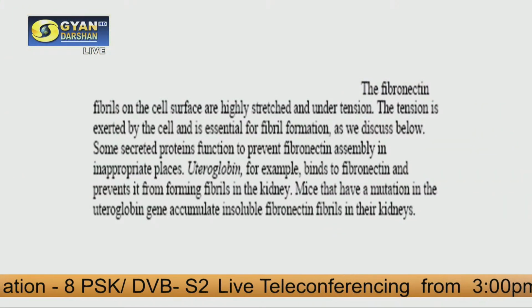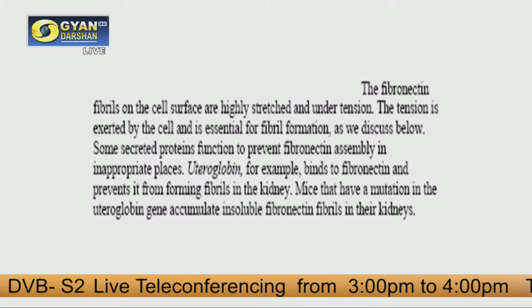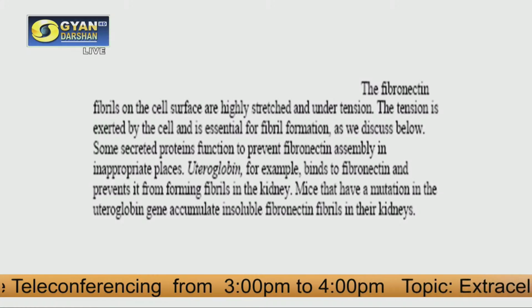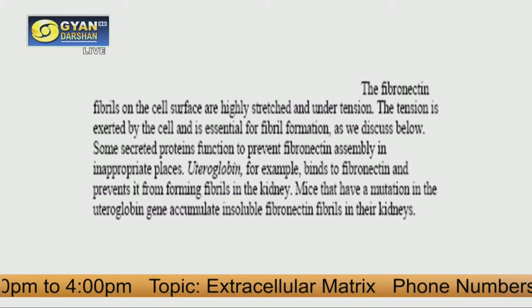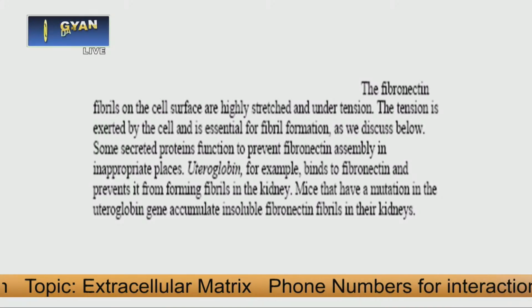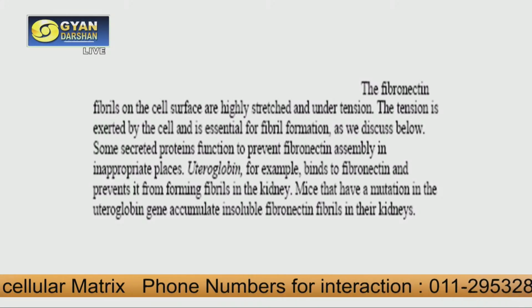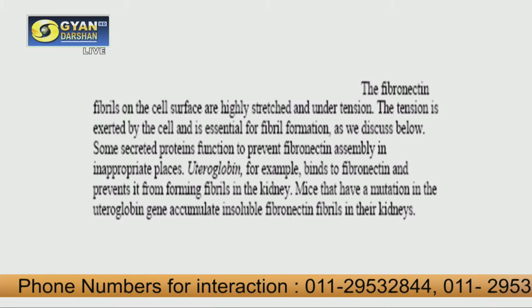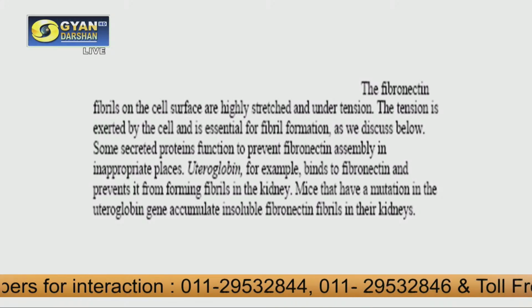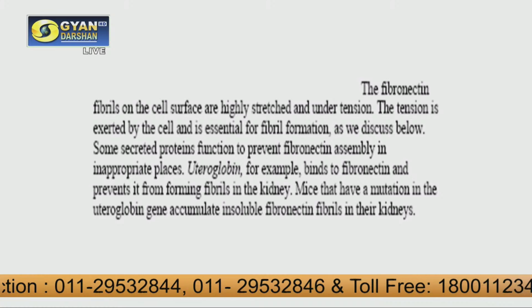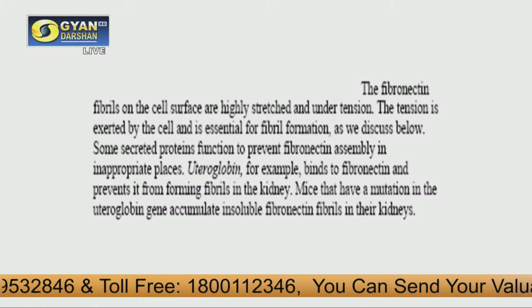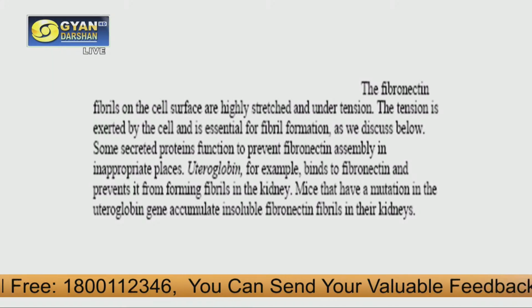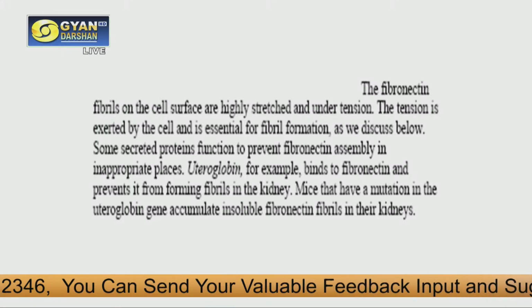Now, the fibronectin fibrils on the cell surface are highly stretched and under tension. The tension is exerted by the cell and is essential for fibril formation. Now, they have taken one example like uteroglobin. Uteroglobin binds to fibronectin and prevents it from forming fibrils in the kidney. So if you have mice that have a mutation in the uteroglobin gene, they accumulate insoluble fibronectin fibrils in their kidneys. So that will cause major damage to the kidney.